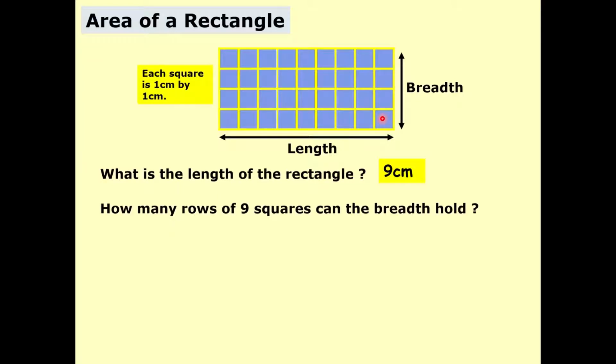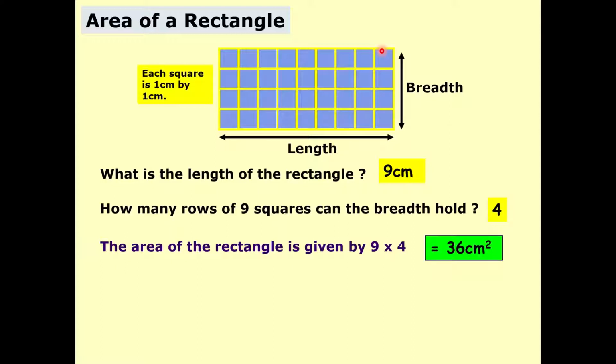How many rows of 9 squares can the breadth hold? So the breadth is this distance here. How many rows of 9 are there? There's 1, 2, 3, 4 rows in total. So the area of the rectangle is given by 9 times 4, because there's 9 squares along the bottom making up the 9 centimetres and there's 4 rows in total. So 9 times 4 gives us 36 square centimetres. That is the area of this shape.